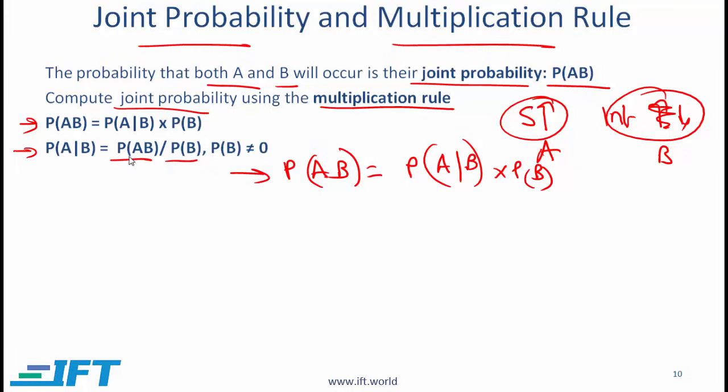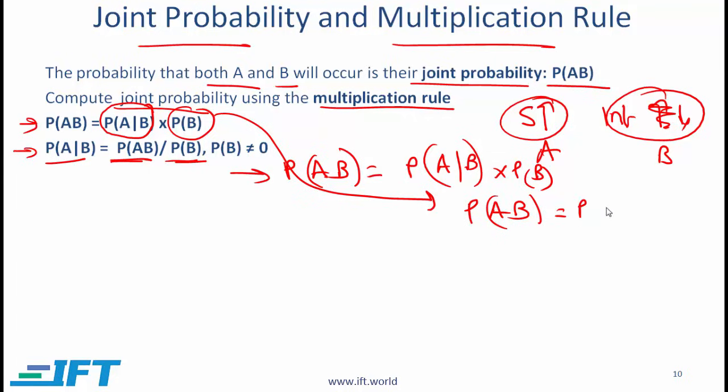So if you get a question on the exam where you are provided the conditional probability and the probability of B, you can then compute the joint probability. On the other hand, if you are given the joint probability and the probability of B, then you can compute the conditional probability. From this expression, I hope you can see that probability of AB can also be written as probability of B given A multiplied by the probability of A.